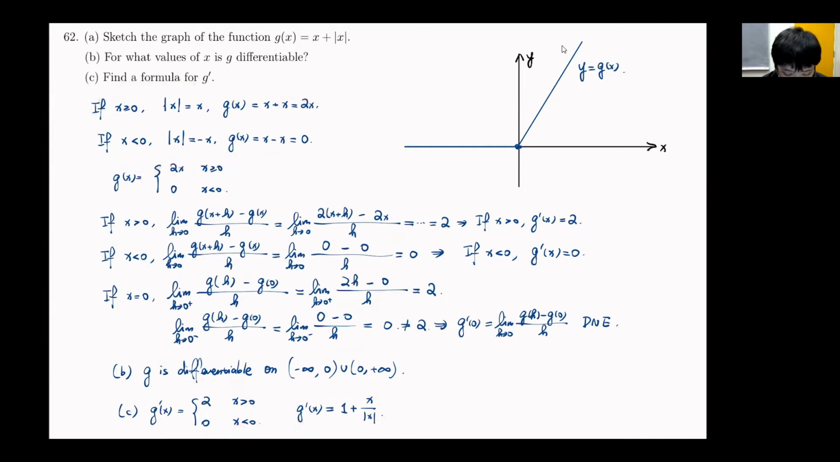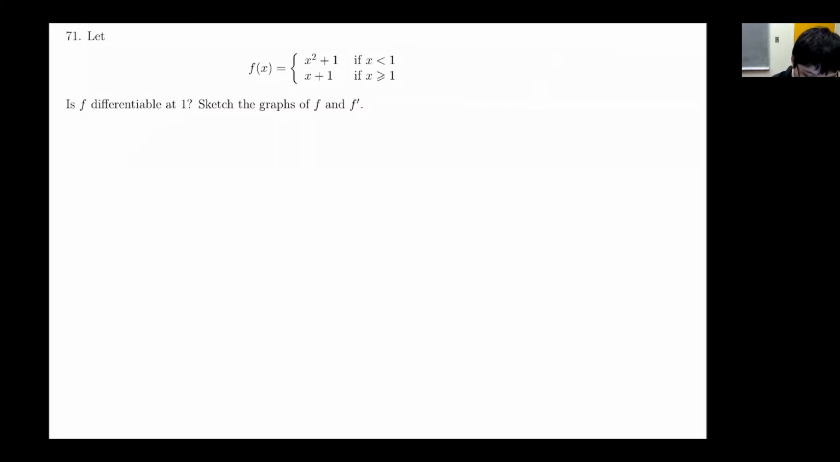Okay, so that concludes problem 62. Now let's look at problem 71. You were given a piecewise function with critical number 1. To the left of 1, it is defined as x squared plus 1, and to the right of 1, including the point 1, f of x is defined to be x plus 1. The question is: is f differentiable at 1? And you also need to sketch the graph of f and f prime.